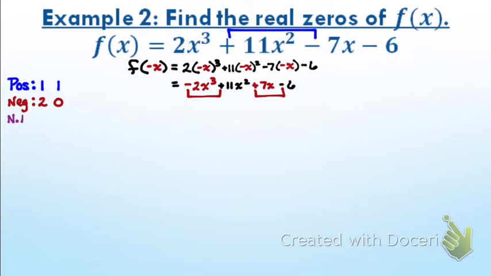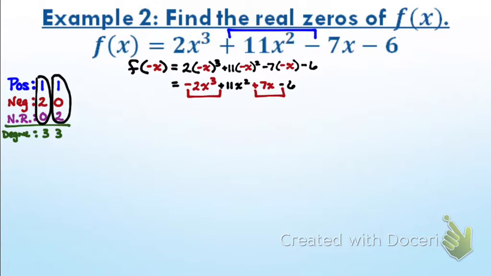Then we've got our non-reals, and we know the degree of the entire function is 3. So if there's 1 positive, 2 negative, how many non-real could we have? 0. If there's 1 positive and no negative, we could have 2 non-reals. So we've got 2 possible arrangements here. All right, so I know for a fact now that there's at least 1 positive real zero.